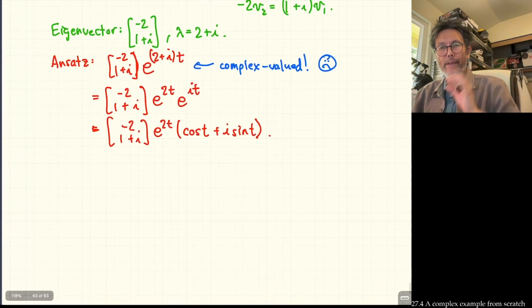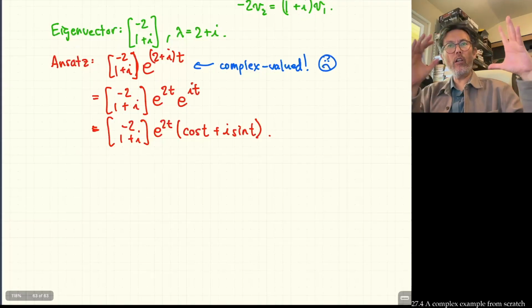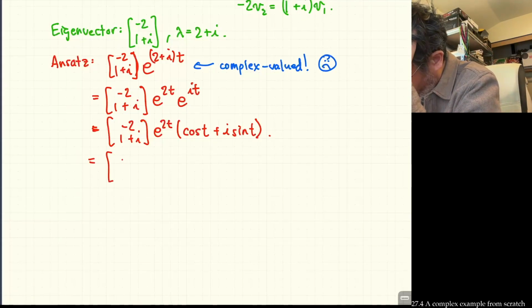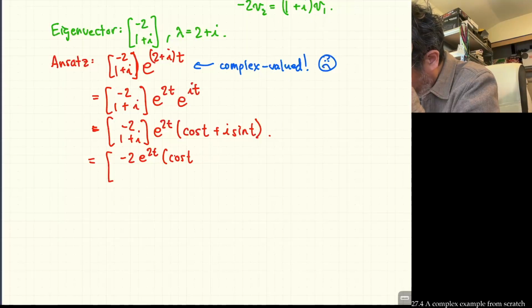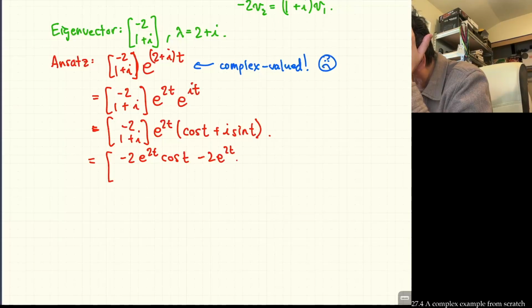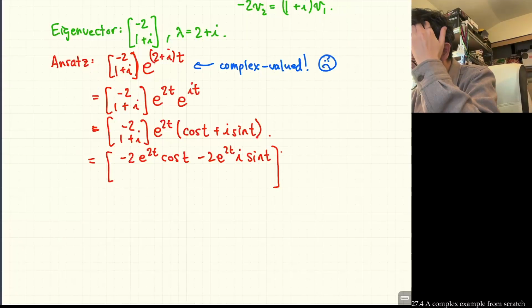Nice. Next thing I'm going to do is mash all of this into a single vector. And maybe I'll distribute, actually. So I'll distribute this across. So I get cosine t, and then minus 2 e to the 2t I sine t. Okay. Oh, and then I better leave room because this next one is going to be grosser.